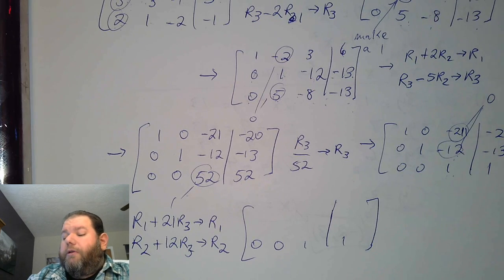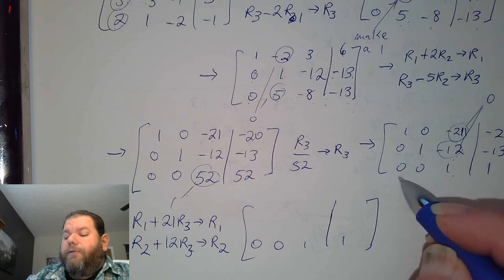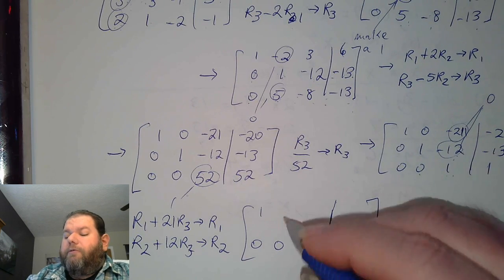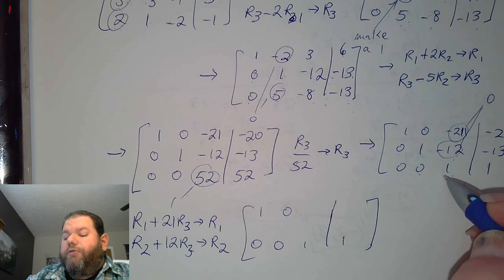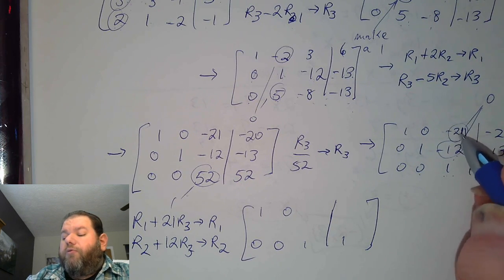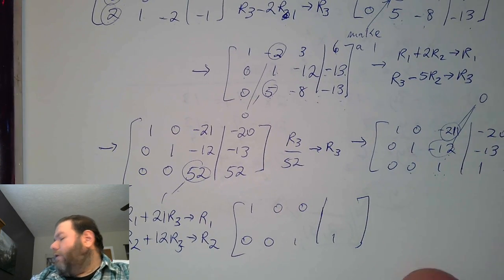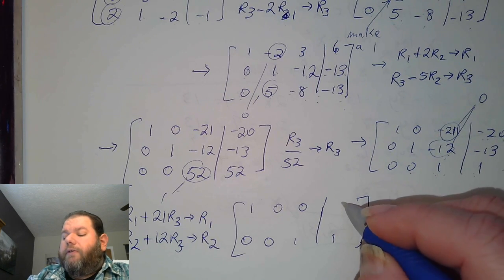Let's look at row 1. Row 1 plus 21 times row 3. 1 plus 21 times 0, 1 plus 0 is still 1. 0 plus 21 times 0, still 0. Negative 21 plus 21 times 1, negative 21 plus 21 gives us a 0. And negative 20 right here plus 21 times 1, negative 20 plus 21 gives us a 1.